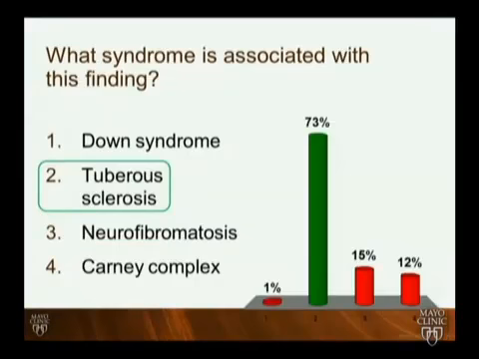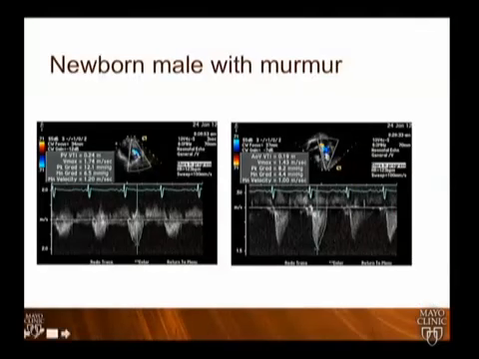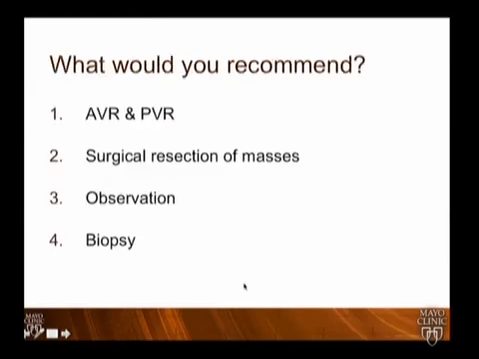Okay, good. So 73% of you are correct. So that's a rhabdomyoma associated with tuberous sclerosis. And now I'm going to show you the Doppler through the pulmonary valve here. So mean gradient is 6. Through the aortic valve, mean gradient is 4. And now I'm going to ask you, what would you recommend for this patient?